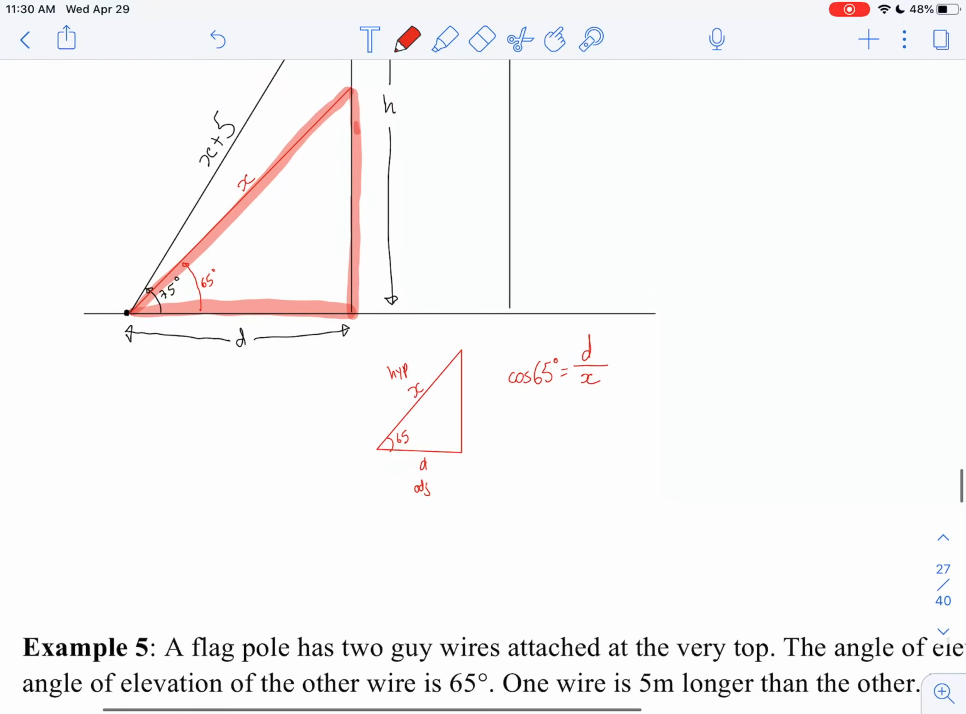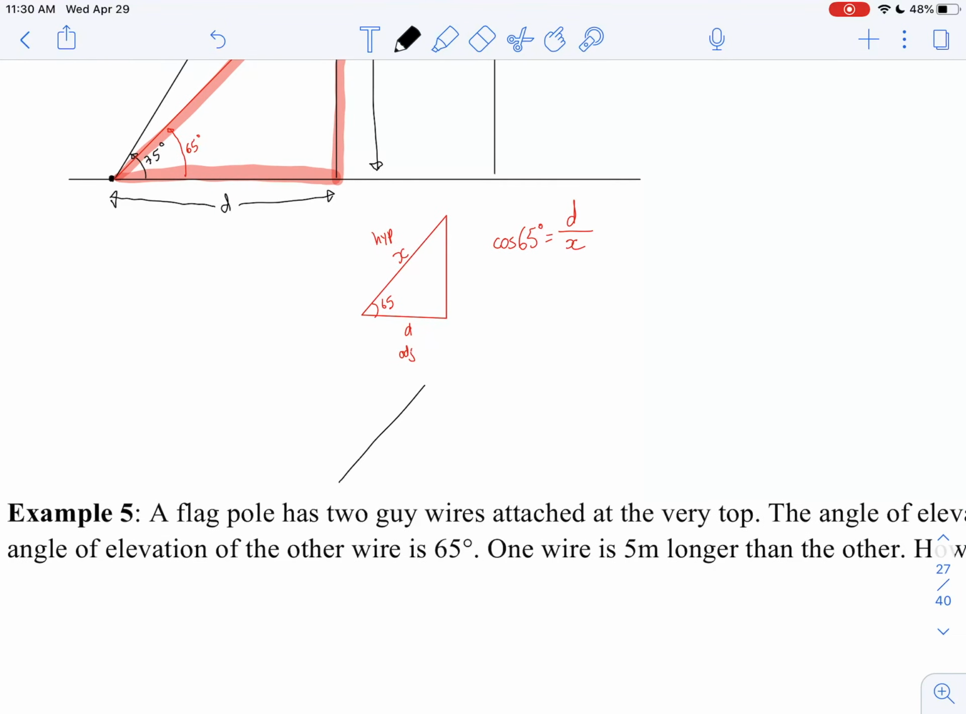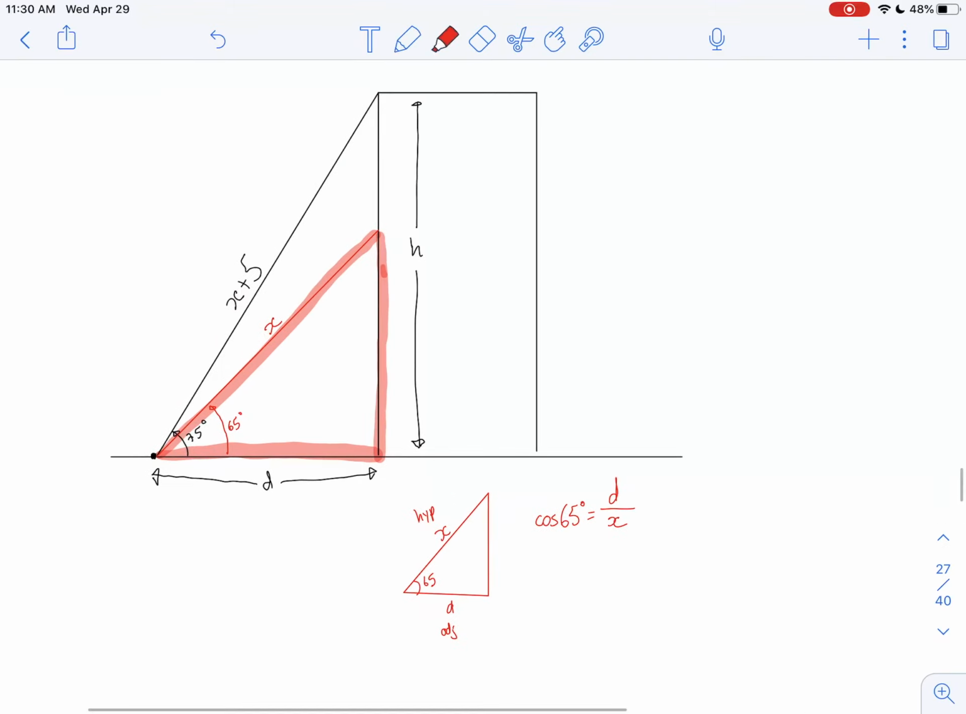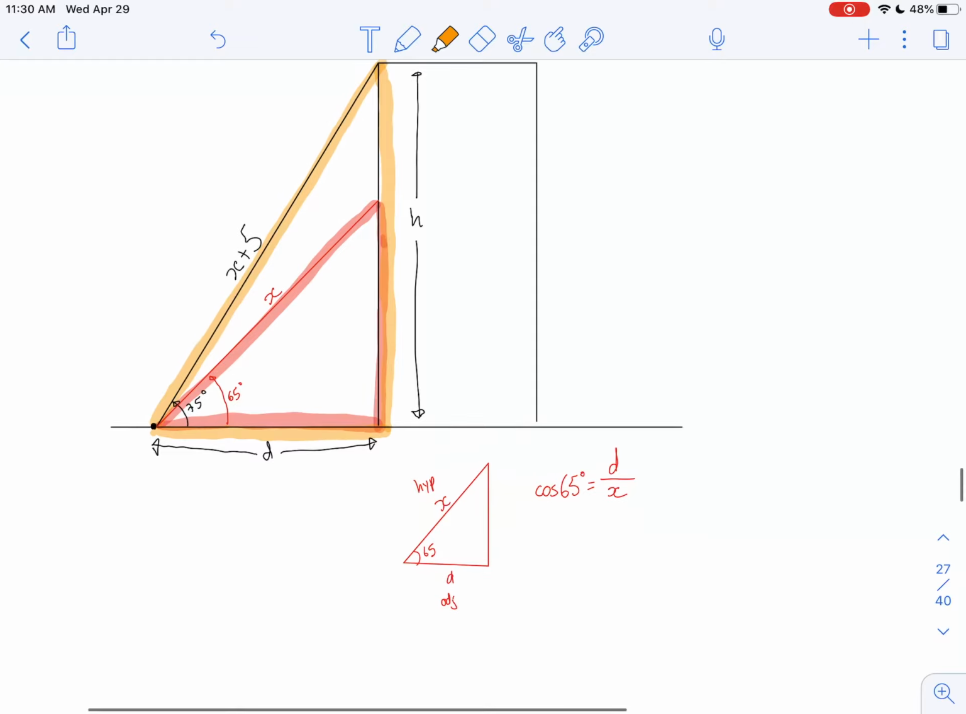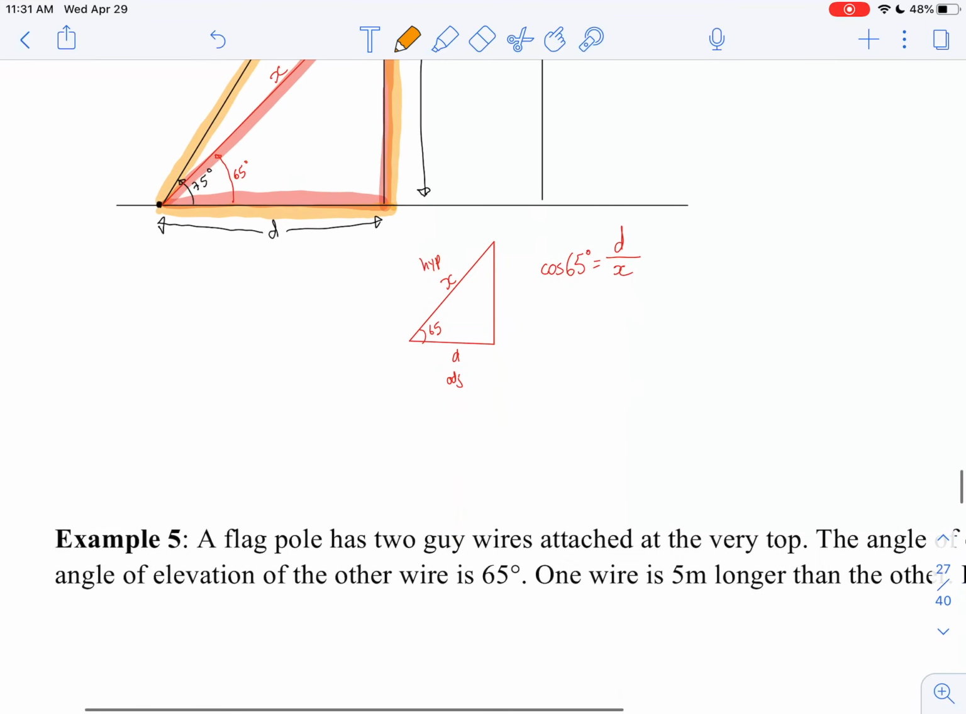So I'm going to have to create another equation. You can probably guess where I'm going to go with this. Take a look at our second triangle. Let's highlight that one in orange: this bigger triangle here, going from here to here to here. Now I do have an H in this triangle, the total height, but because my smaller red triangle used D and x, I'm going to try to use the same two variables there, D and x, so I can substitute one into the other, just like we did in our last question.